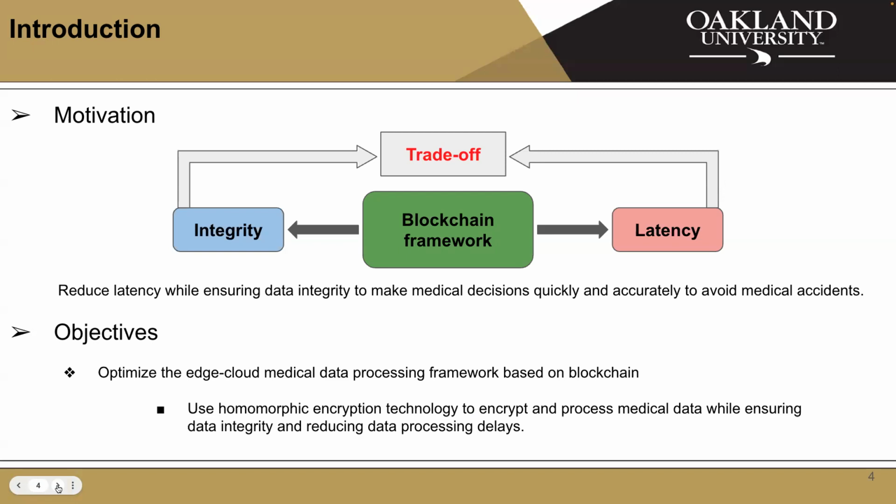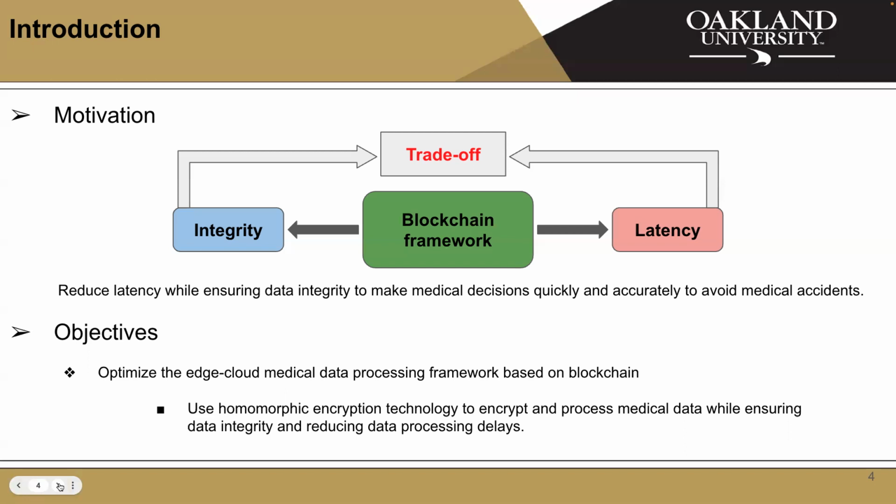So in this work, our motivation is to find a balance between data integrity and latency or efficiency, that is, to reduce the latency of data processing as much as possible while ensuring the integrity of medical data. Our objective is to optimize the existing blockchain-based edge cloud medical data processing system. Specifically, we want to encrypt and process medical data by using homomorphic encryption technology, which can not only ensure data integrity, but also avoid high computing overhead of traditional blockchain systems and reduce computing latency.